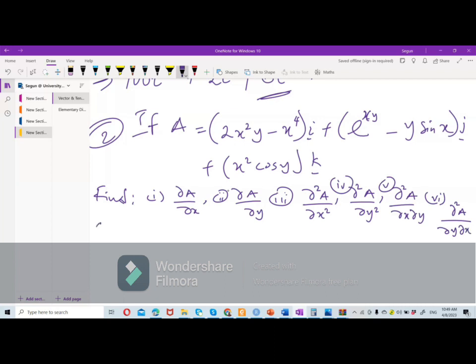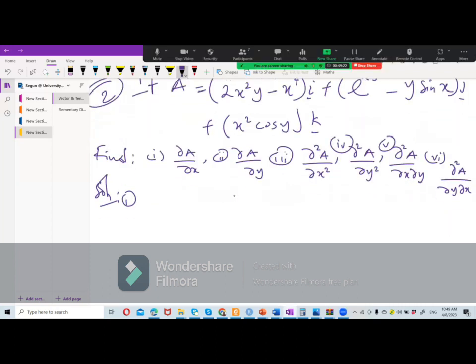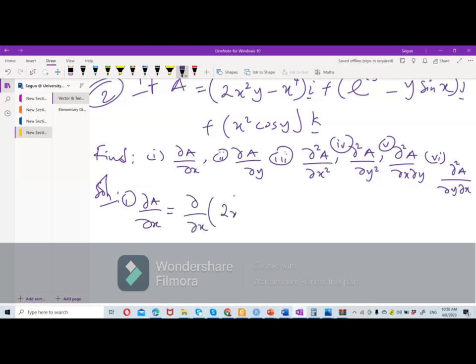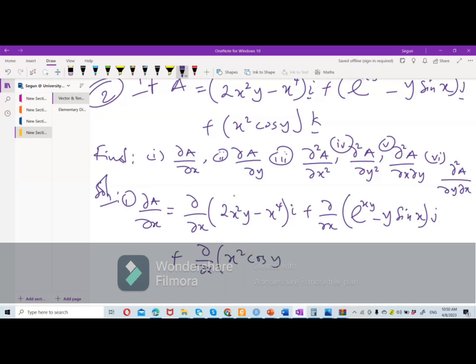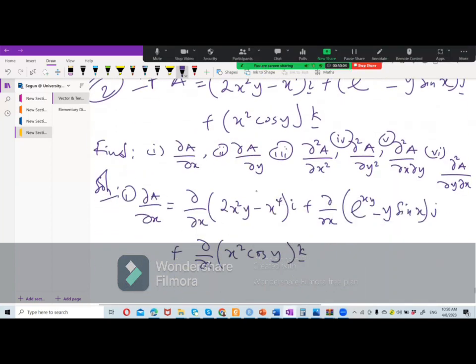Okay, let's quickly solve this one. Solution number 1. Now, how do we solve this one? You have dA/dx. It simply means d/dx of 2x squared y minus x raised to the power 4 i plus d/dx of exponential xy minus y sine x j plus d/dx of x squared plus y k. So all you need to do is differentiate with respect to x.